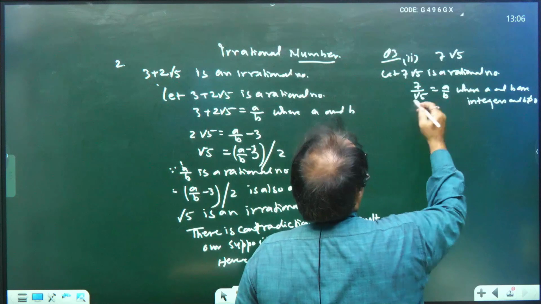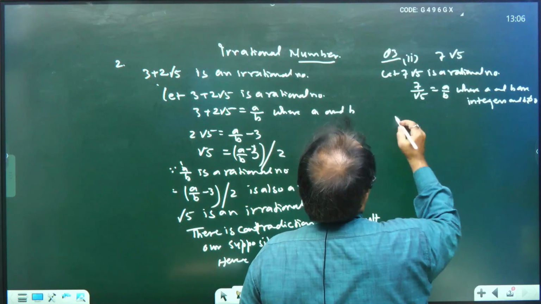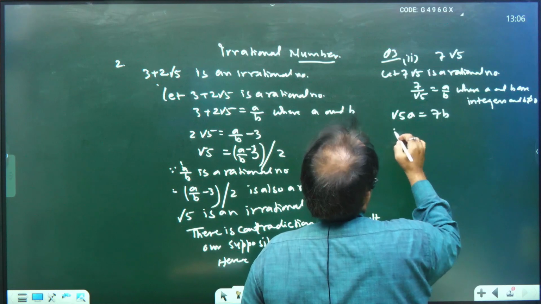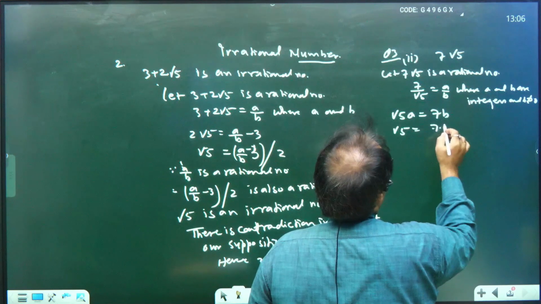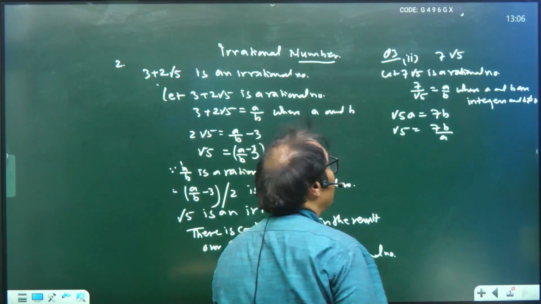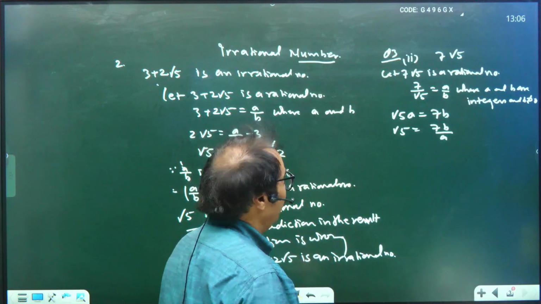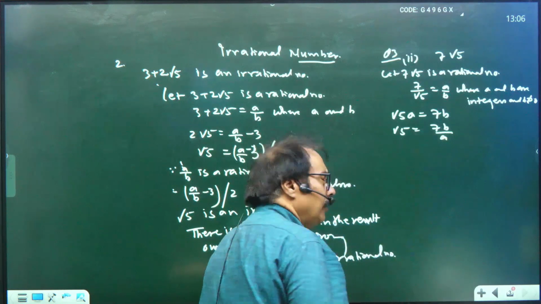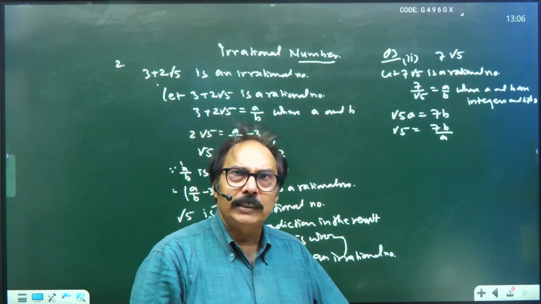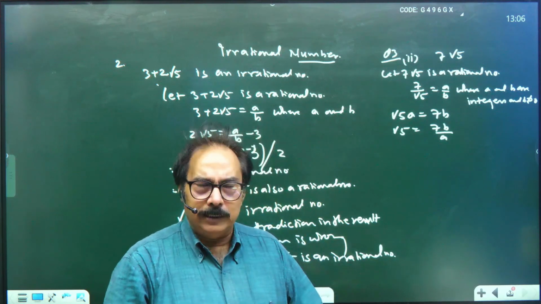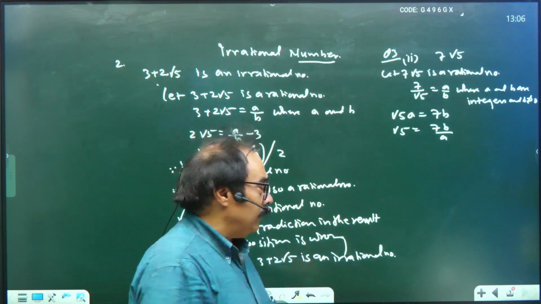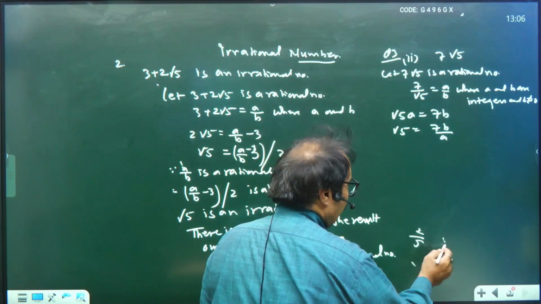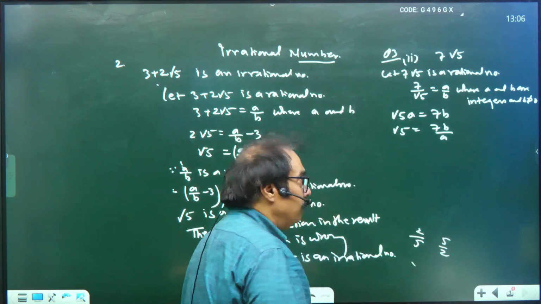So do the like terms. By cross multiplication, root 5 a is equal to 7b. So root 5 is equal to 7b by a. Of course, if a by b is a rational number, then b by a, its reciprocal, will also be rational. Suppose 2 by 5 is a rational number, so 5 by 2 will also be a rational number.